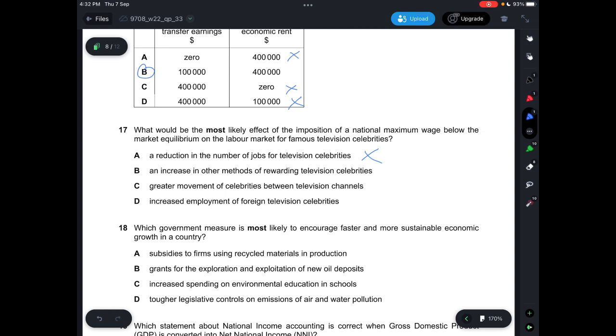And B says an increase in other methods of rewarding television celebrities, which is possible. C, greater movement of celebrities between television channels, which is not correct because it's for all channels, so this is not going to happen. And D says increased employment, but there's lower demand, so the answer is B.